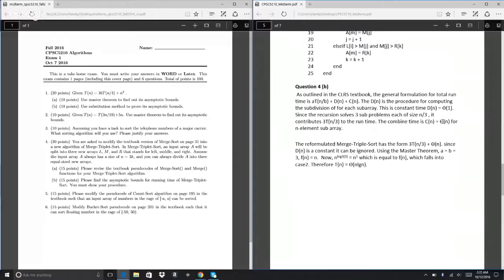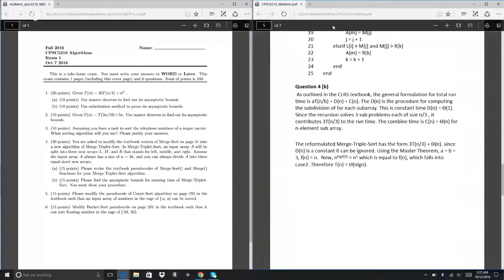Using the master theorem, a is equal to b is equal to 3, which is the standard for merge sort. A and b are always going to be equal for a merge sort. Now f of n is equal to n, so n to the log base b of a equals n to the first, which is equal to f of n, which falls into case 2. So now your theta, your runtime, is equal to n log n.